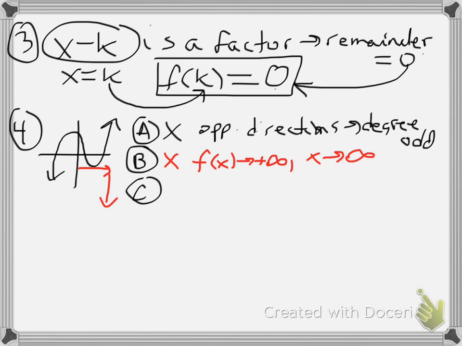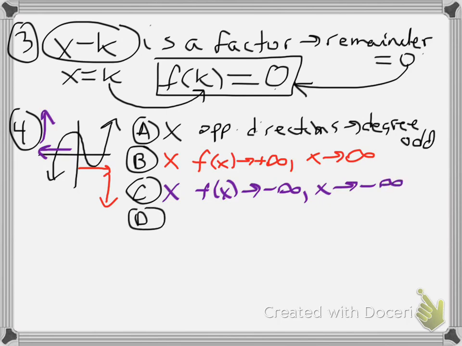Part C has a similar kind of thing. I'll do it in a different color. It says, as x approaches negative infinity, y approaches positive infinity. Well, that's not right. It should be f of x approaches negative infinity as x approaches negative infinity. So that was wrong. Part D said the leading coefficient is negative. If the leading coefficient were negative, then it would look like this. Since it's a degree that's odd, whoops, it would look like this.